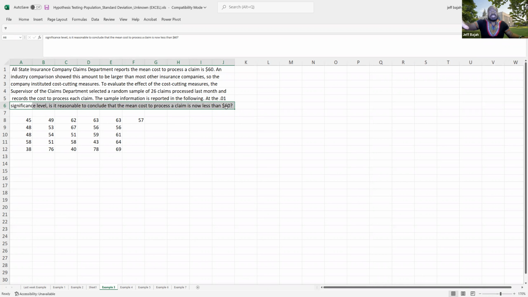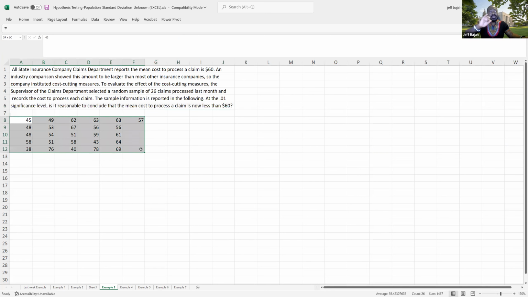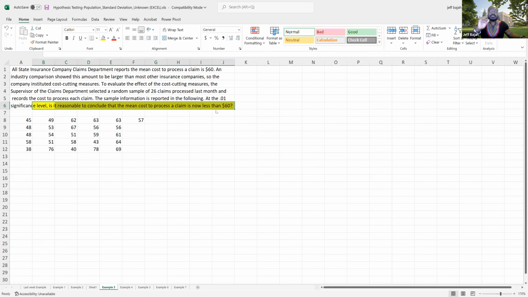Remember, this insurance company processes its claims for about $60. It came up with ways to reduce that cost because that's higher than most insurance companies. After carrying out a few cost-cutting measures, it now wants to test to see if those measures worked. So they selected randomly 26 claims, and we want to see if the mean cost to process a claim is less than what? $60. That's what we are trying to find.